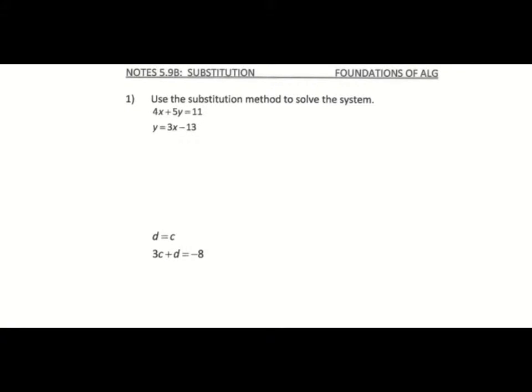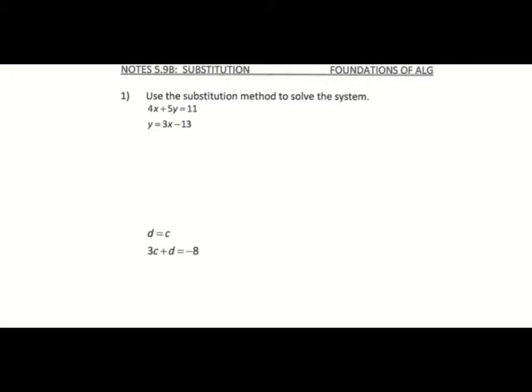Alright, 5.9b, we are going to continue talking about solving systems by using substitution. And in our first two equations, I'm going to make my solve and sub chart. So in my solved column, I have y by itself in my second equation. So that is what I have solved for. And then my other equation is what I'm going to plug that into.